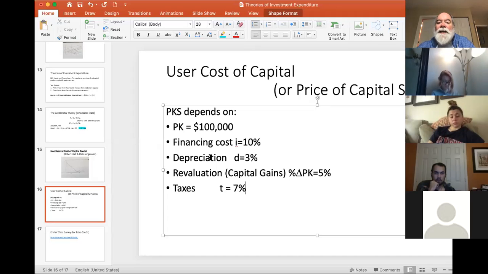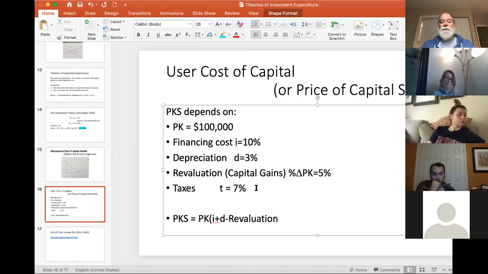Okay, and the reason why is because what this allows us to do is say PKS equals PK times I plus D minus revaluation plus T. Okay, instead of revaluation, let's just call it capital gain. Capital gain.